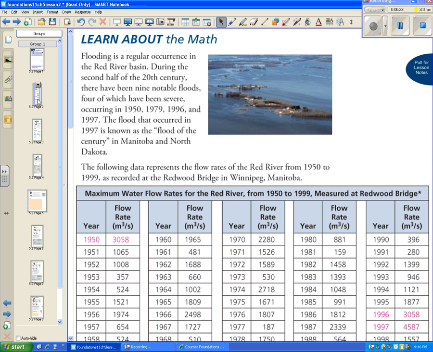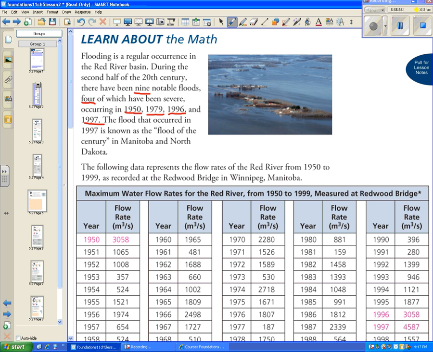So if we look at Learn About the Math on page 213, it says that flooding is a regular occurrence in the Red River Basin. During the second half of the 20th century, there have been 9 notable floods, 4 of which have been severe, occurring in 1950, 1979, 1996, and 1997. The flood that occurred in 1997 is known as the flood of the century in Manitoba and North Dakota.